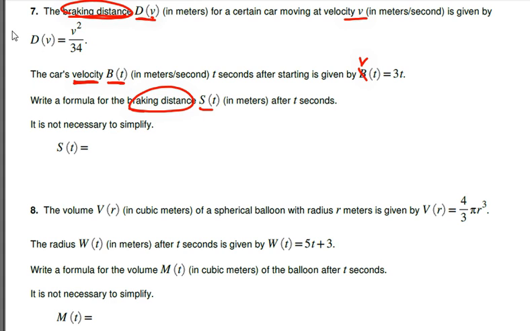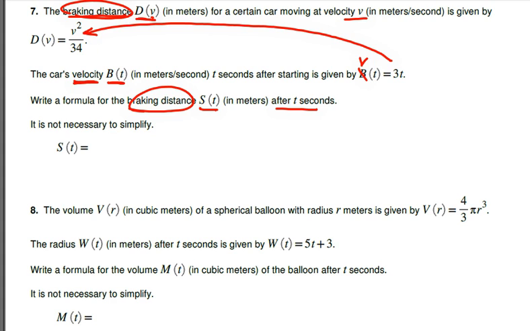Now you're like, well, isn't the braking distance d? No, d with a capital D there is defined as the distance as a function of velocity. They want us to write the distance as a function of time. Okay, well, that's no big deal. So all that means is we're going to substitute in 3t to where we see the v.